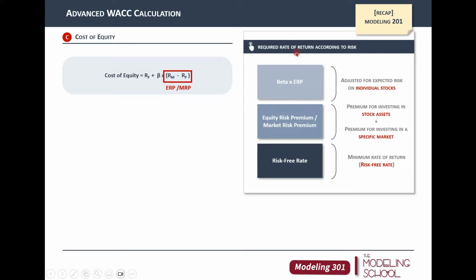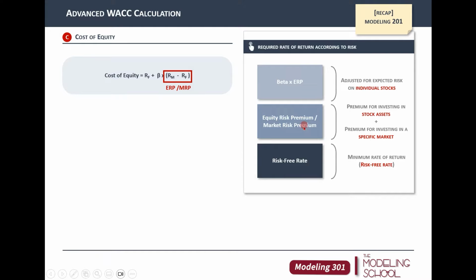So the equity investors require this kind of return. It added up from three individual components. We had risk-free rate, the minimum rate of return that the investors want. Usually we used US Treasury yields, which is the most risk-free asset that exists. And then we added a little bit more premiums according to the risk of the investment.